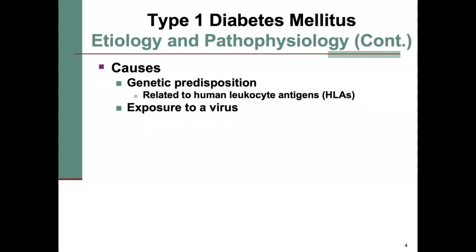The main cause is a genetic predisposition, and it's related to human leukocyte antigens. So predisposition to type 1 diabetes is believed to be related to HLAs. When an individual with certain HLA types is exposed to viral infections, the beta cells of the pancreas are destroyed, either directly or through an autoimmune response. The HLA types associated with an increased risk for type 1 diabetes include HLA-DR3 and HLA-DR4. So it's a genetic predisposition.